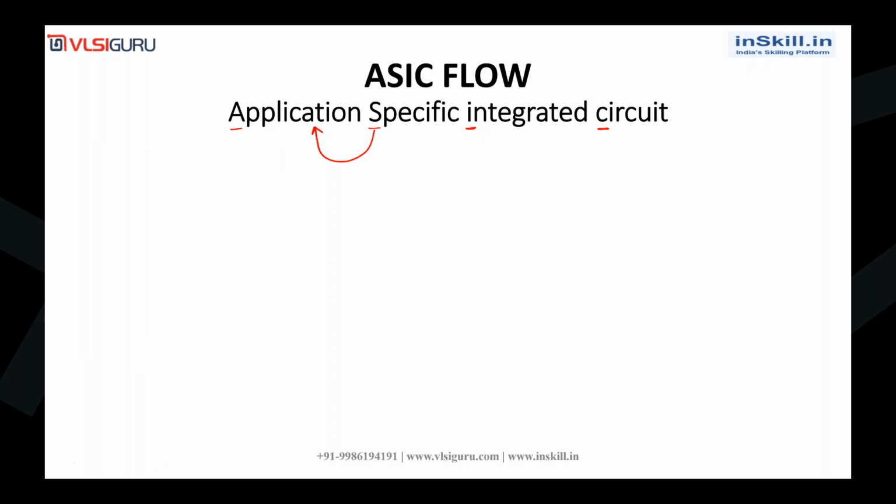Say, for example, a modem chip. A modem chip cannot be used as a chip which is responsible for deployment of an airbag in your automobile. That is why it is called an application specific integrated circuit. The chip which we are designing will be specific to a particular application.